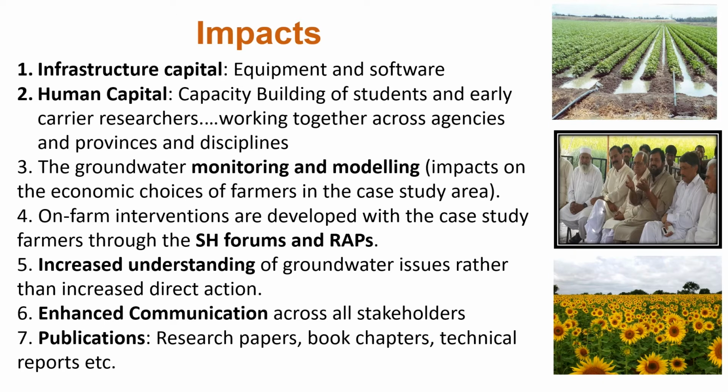Number one, the infrastructure capital, that is the equipment and software. Number two, the human capital, that is the capacity building of students and early career researchers. Number three, the groundwater monitoring and modeling. Number four, on-farm interventions are developed with the case study farmers through the stakeholder forums and through RAPs. Number five, increased understanding of groundwater issues rather than increased direct actions. Number six, enhanced communication across all stakeholders. And the last one is the publication in the form of research papers, book chapters, technical reports, and presentations in seminars and workshops, etc.